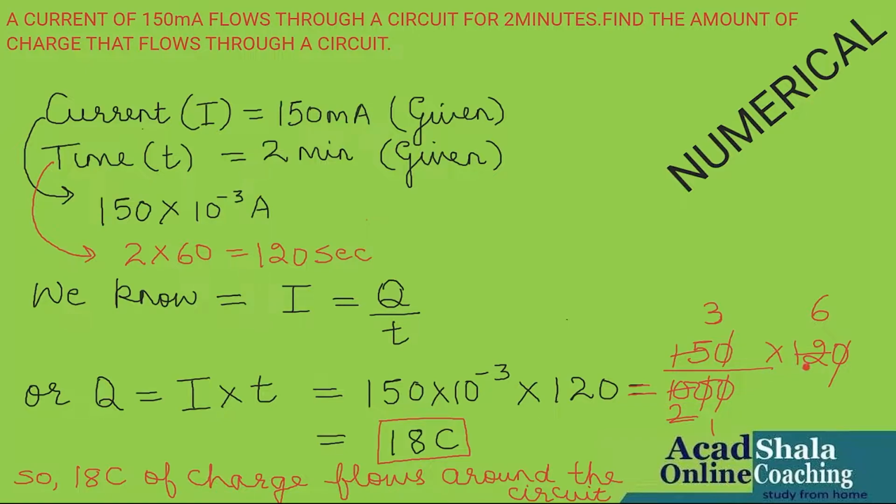Into 120. The 0, 0 cut. 5 twos are 10, 5 threes are 15, 2 ones are 2, 2 sixes are 12. I have simplified this. In the last, I get 3 into 6, that is 6 threes are 18. So this is the final answer I got. Unit coulomb. So 18 coulomb of charge flows around the circuit.